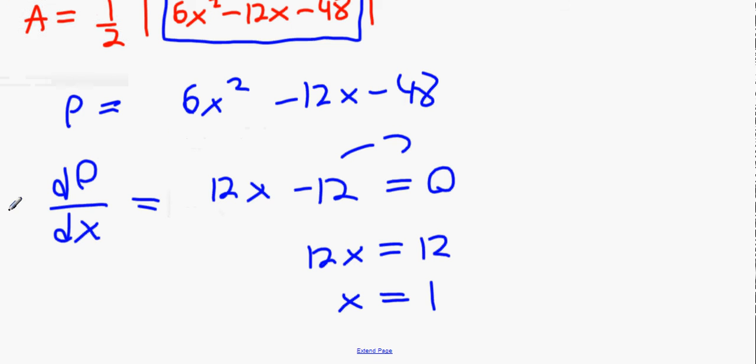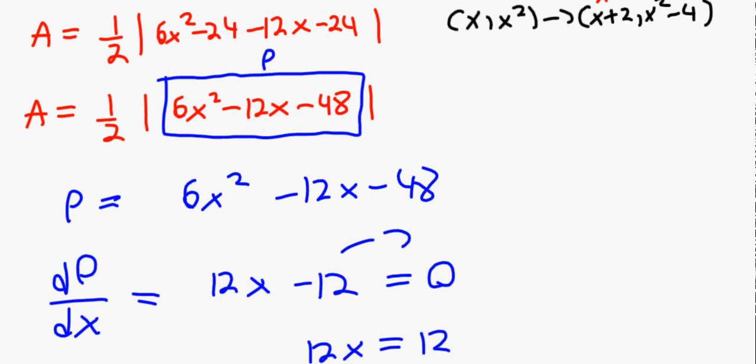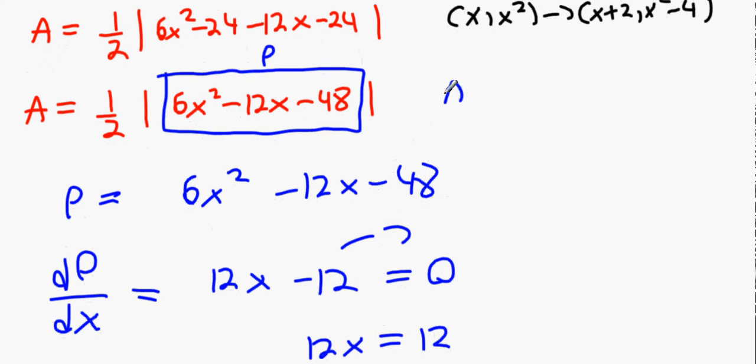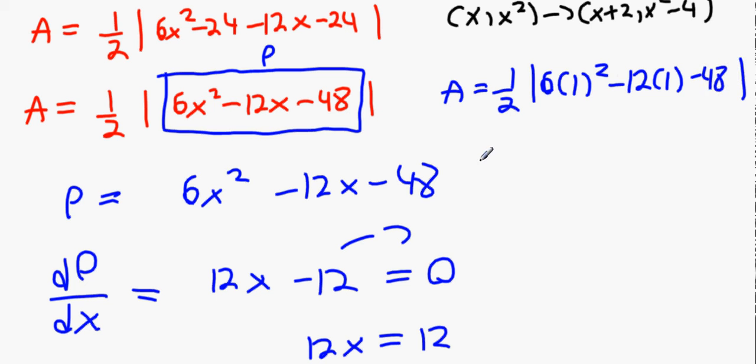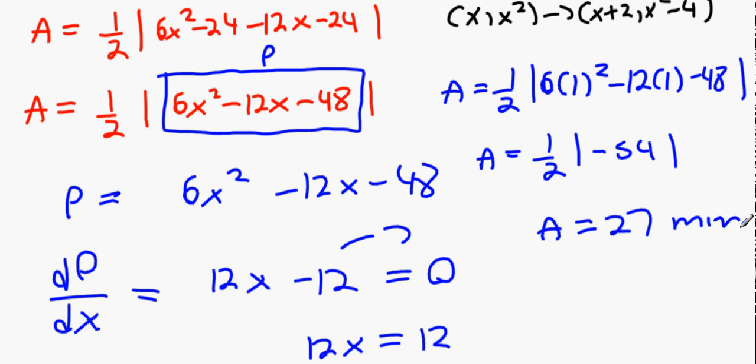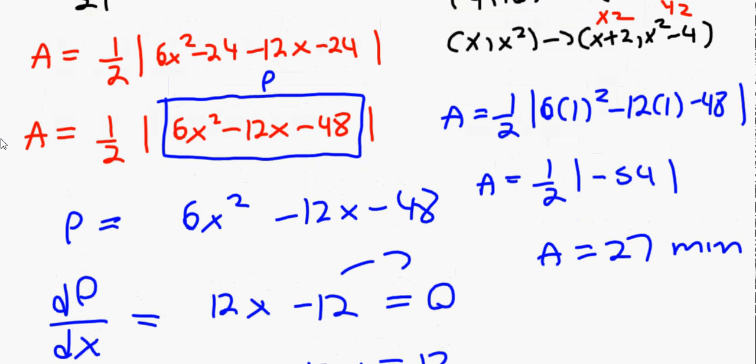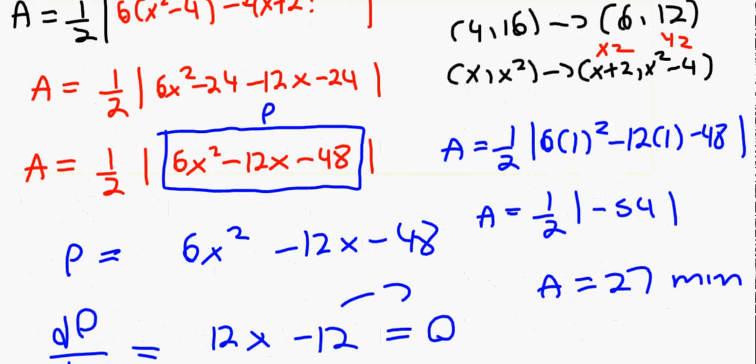Okay, so we're going to replace x equals 1 into the modulus here. So we're going to get A equals a half, 6 times 1 squared minus 12 times 1 minus 48. That's going to be 6 minus 12 minus 48, so it's going to be minus 54. Remember, modulus means absolute value, so it's going to be half of 54. The minimum area is going to be 27. Or sorry, the maximum area is going to be 27 units squared.